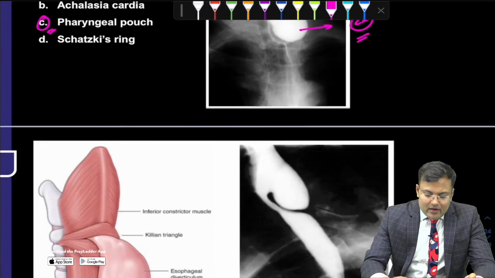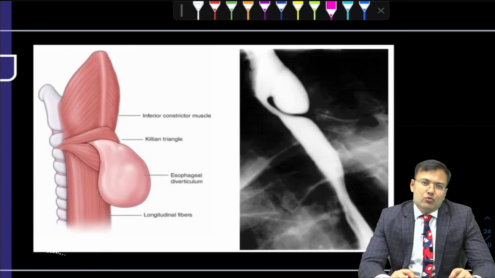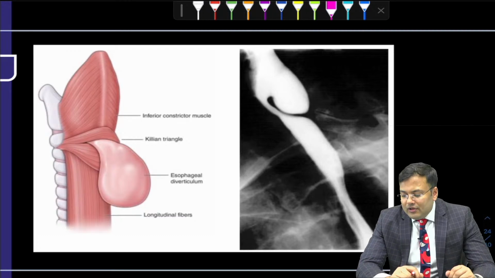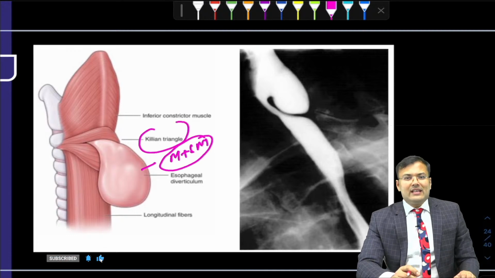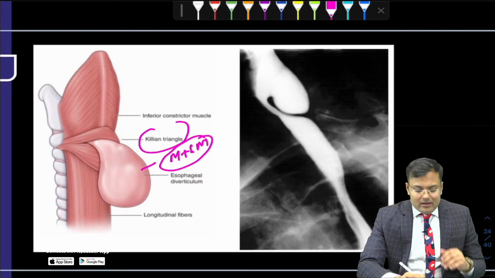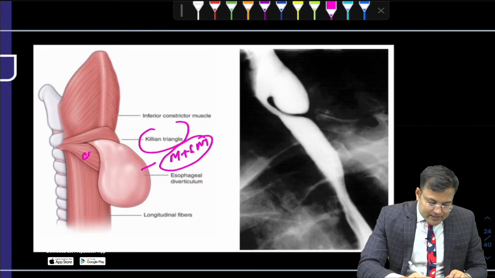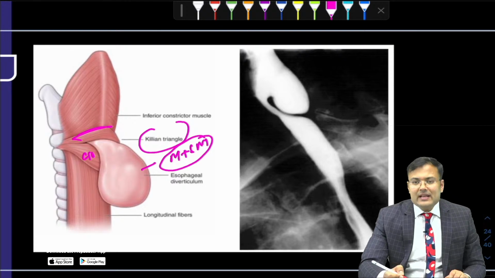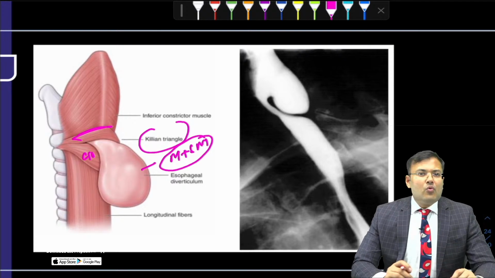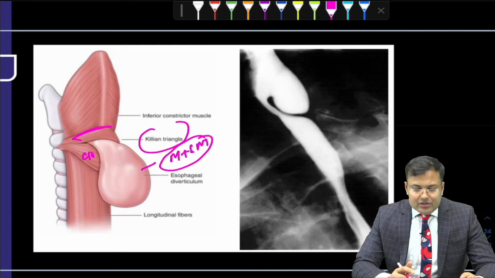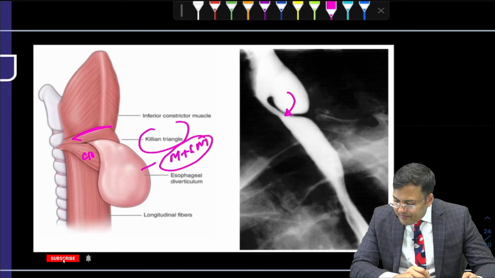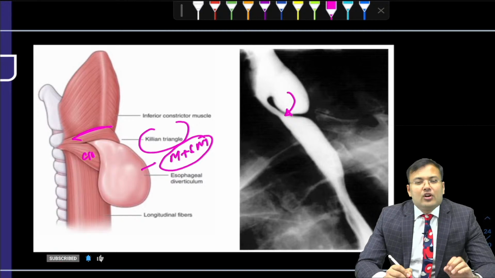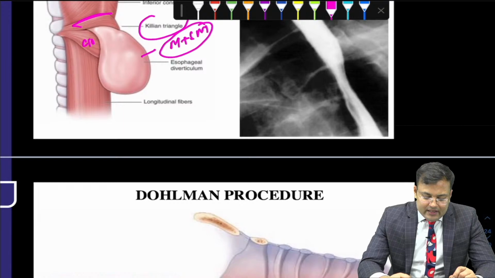The correct answer is C. Tell me, is this Zenker's diverticulum a true diverticulum or a false diverticulum? All of you know that it is a false diverticulum. Why? Because it contains only mucosa and submucosa. Here you notice that there is Killian's dehiscence between the thyropharyngeus and cricopharyngeus. What is the problem? Why is there dysphagia in patients of Zenker's diverticulum? You can see this diverticulum is compressing the esophageal lumen. So this is Zenker's diverticulum.